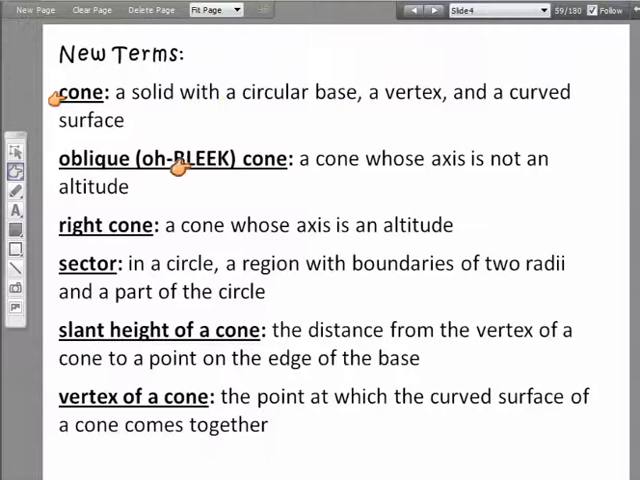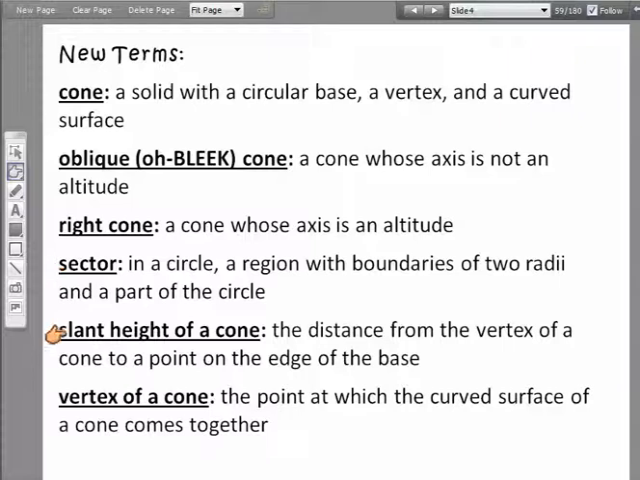A cone is a solid with a circular base, a vertex, and a curved surface. Think ice cream cone, traffic cone, things like that. And remember, an oblique cone is a cone whose axis is not an altitude. It's going to be leaning. A right cone is one whose axis is an altitude. A sector in a circle is a region with boundaries of two radii and a part of the circle. You'll learn more about that in the LMS.